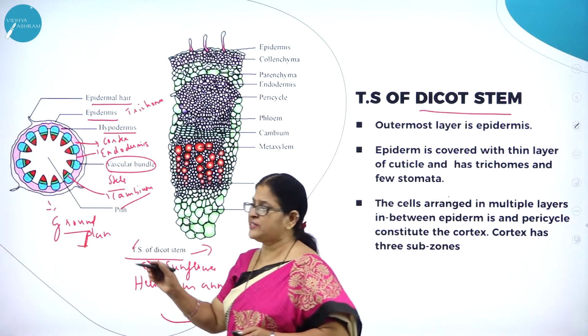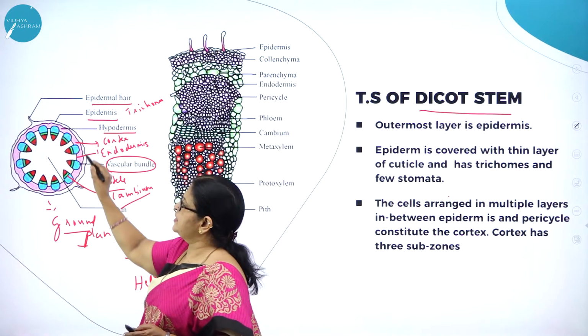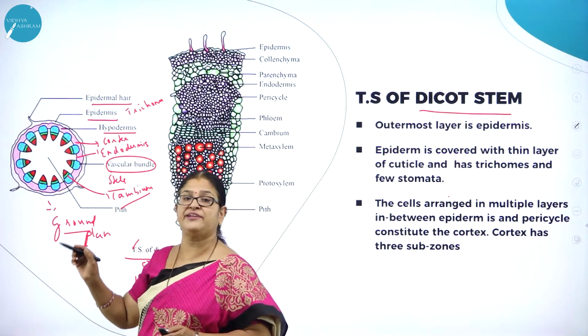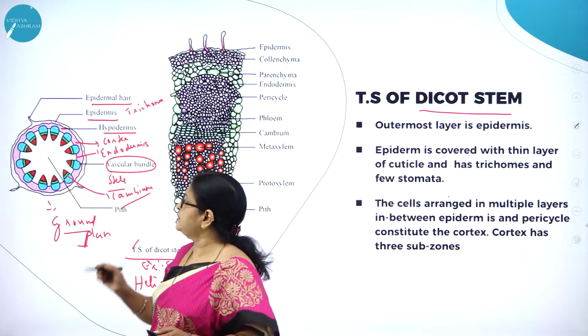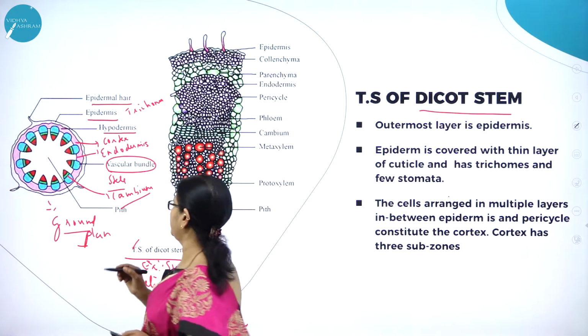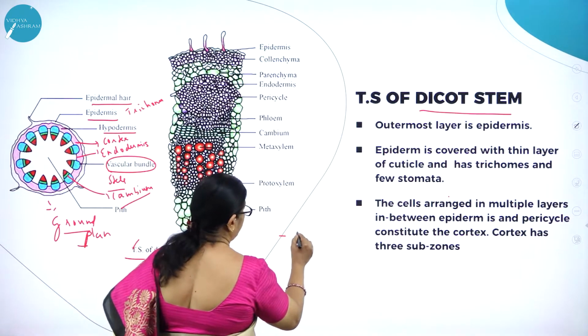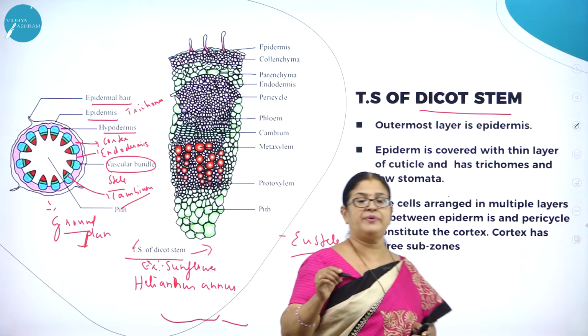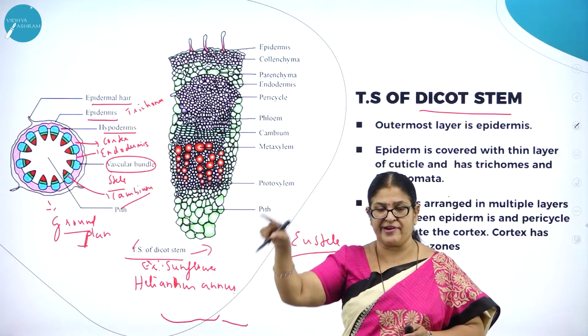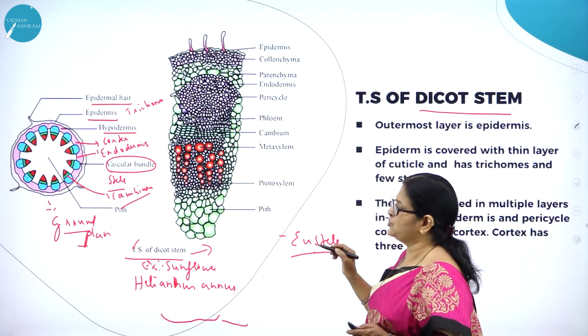And you can see the arrangement of vascular bundles. They are in the form of a discrete ring structure, and that is called the eu-stele condition. That is, when the vascular bundles are arranged in a discrete ring form, it is called eu-stele.